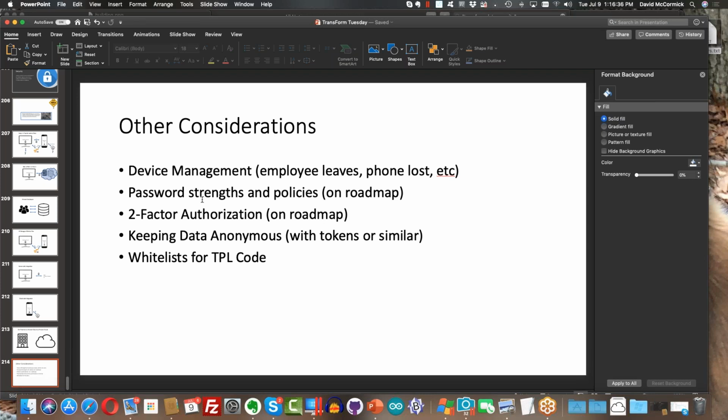Another thing that's on the roadmap is two-factor authorization. Currently, we don't do that. Not much more to say about that other than it would be a good thing to support.